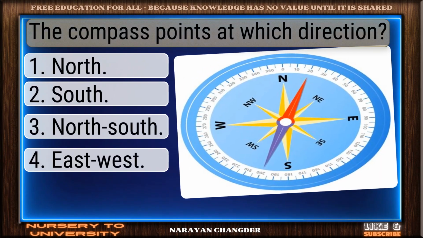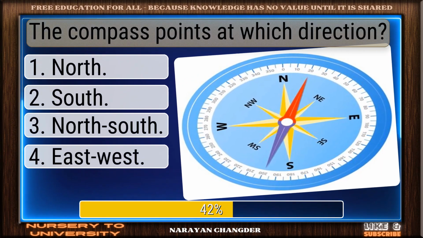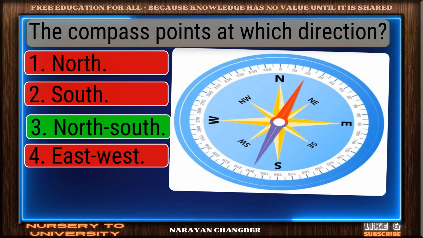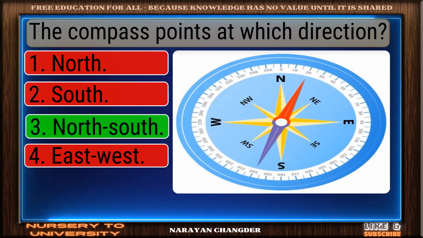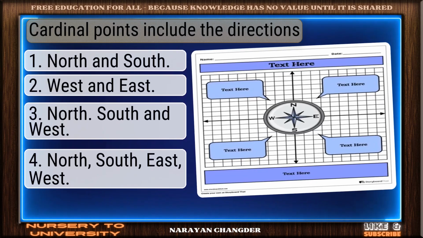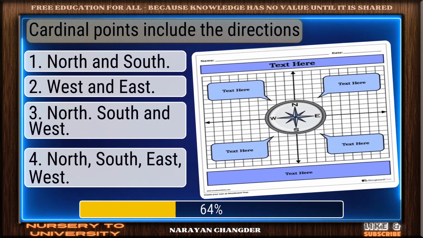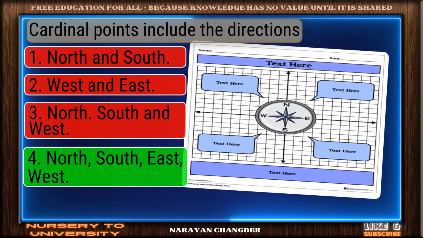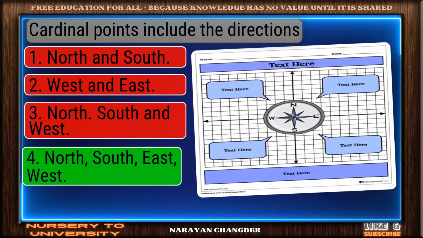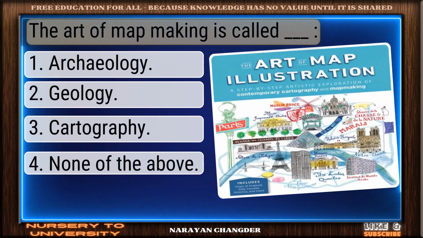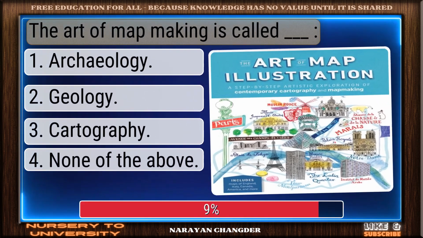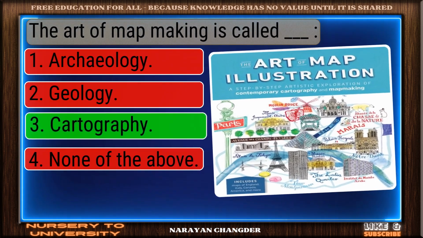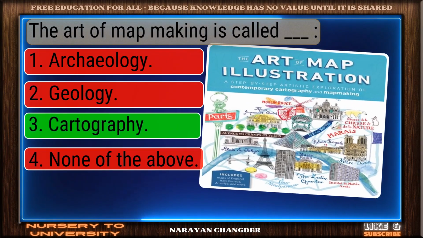The compass points at which direction? Smart move. North-south is an accurate answer. Cardinal points include the directions. Nice selection. North, south, east, west is the correct and valid answer. The art of map making is called dash-graphy. You got it. Your choice, cartography, is right.